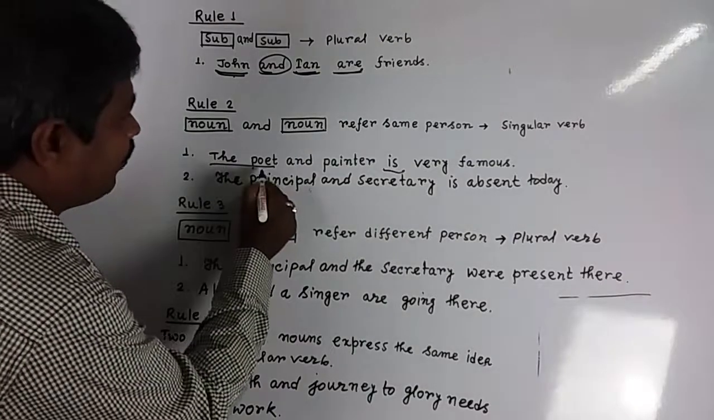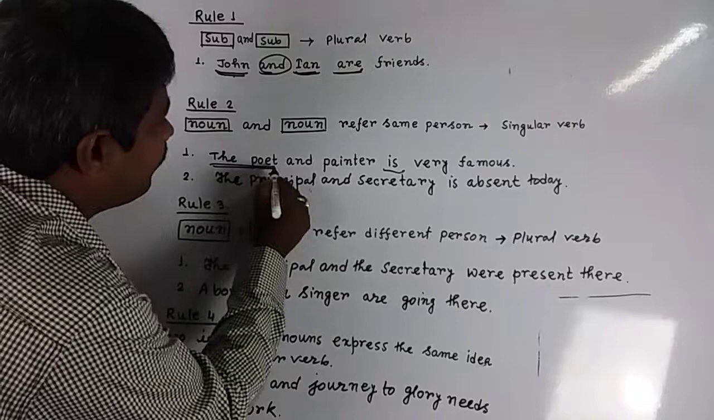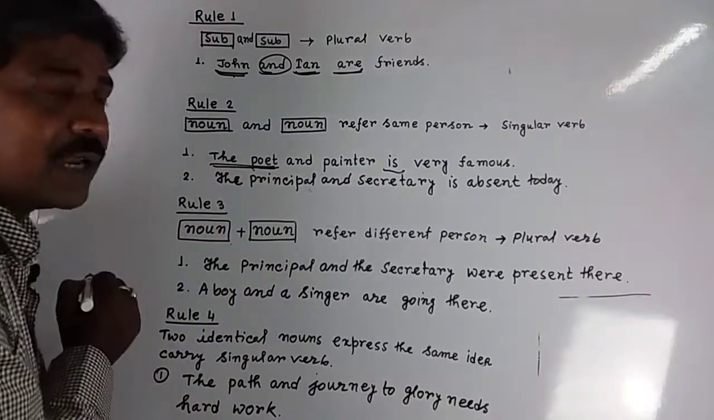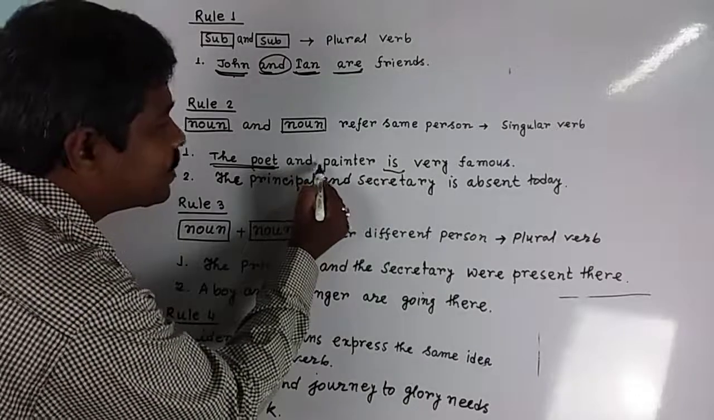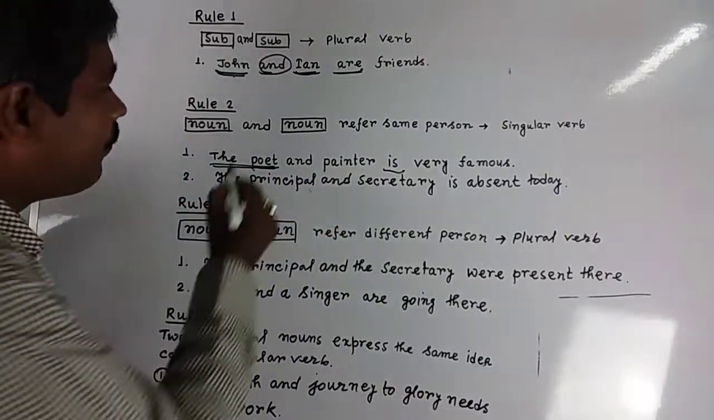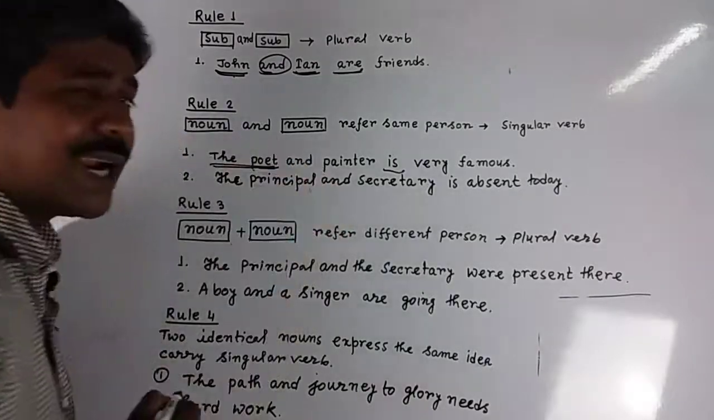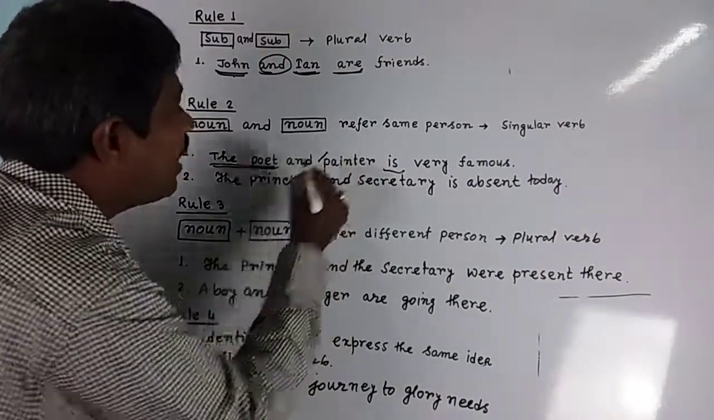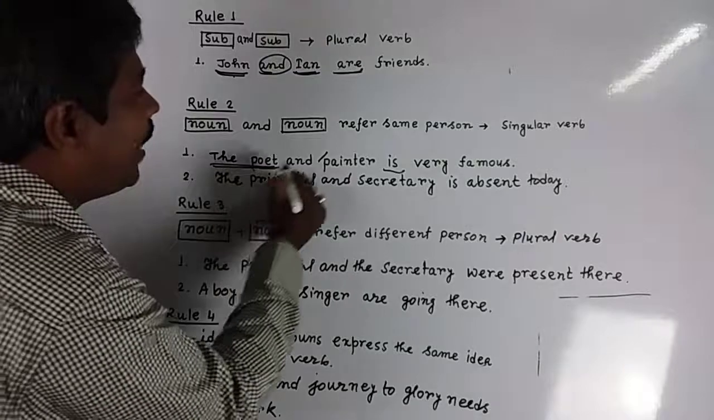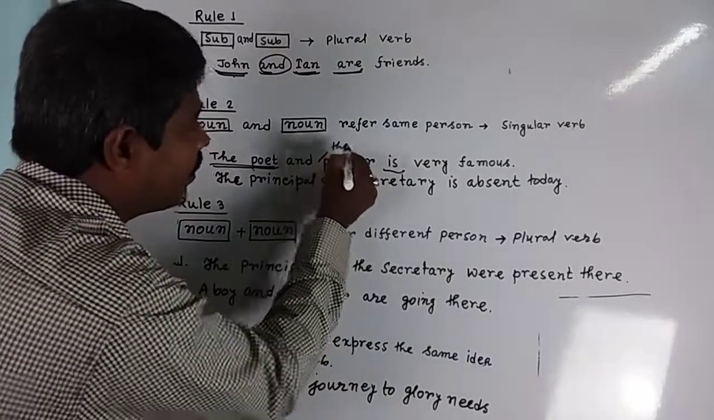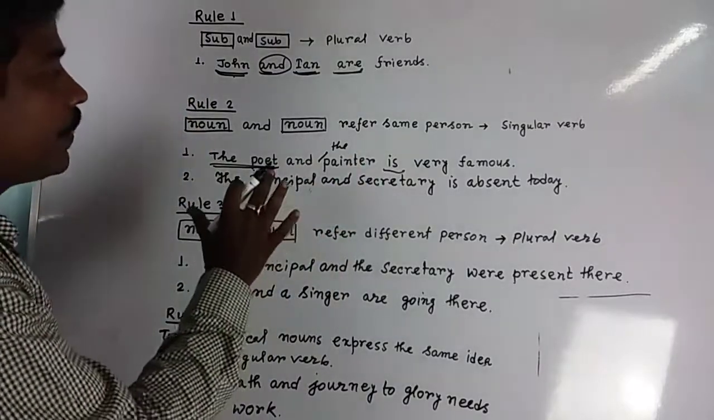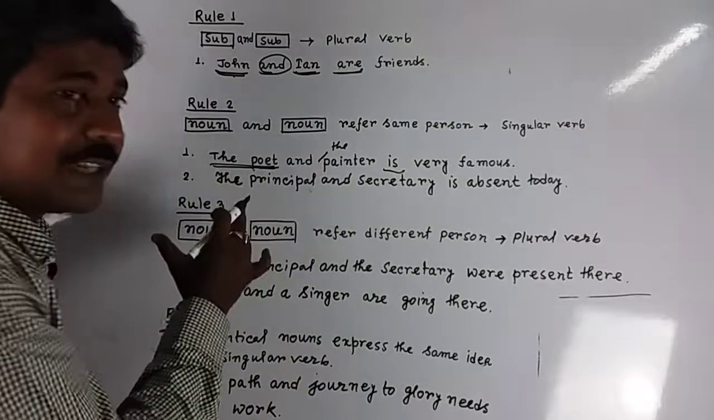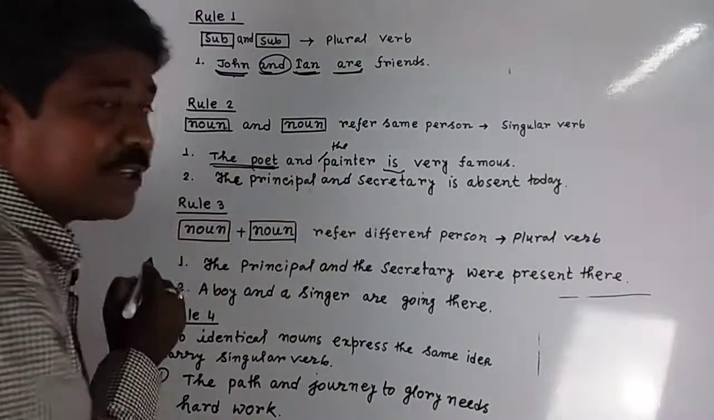At first, here in this part, poet is a noun and before that there is a definite article. Here there is no such article. If these two were separate persons, there would be another article. The poet and the painter. Here these two persons are separate. Two persons are there, the poet and the painter.